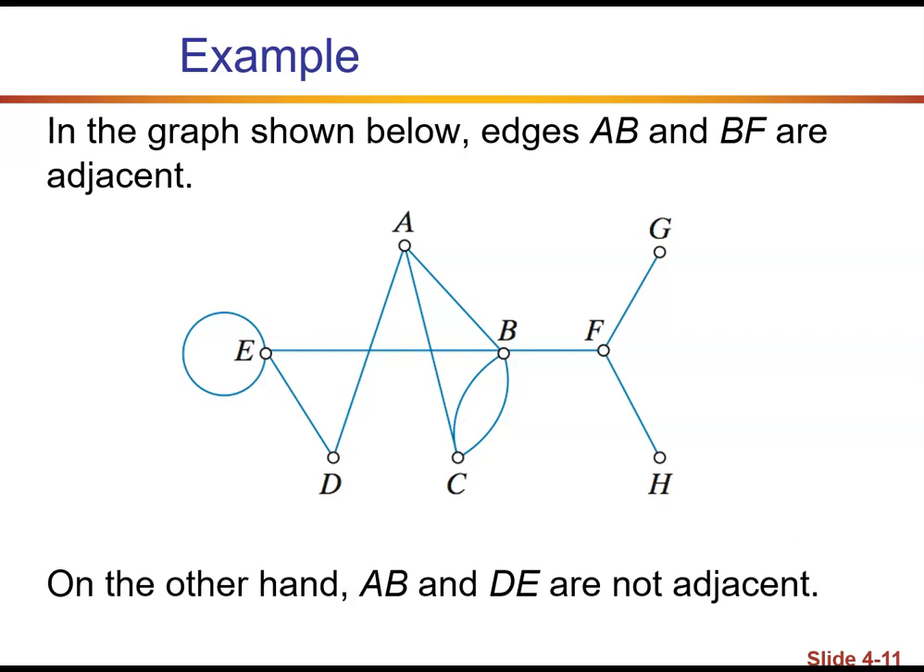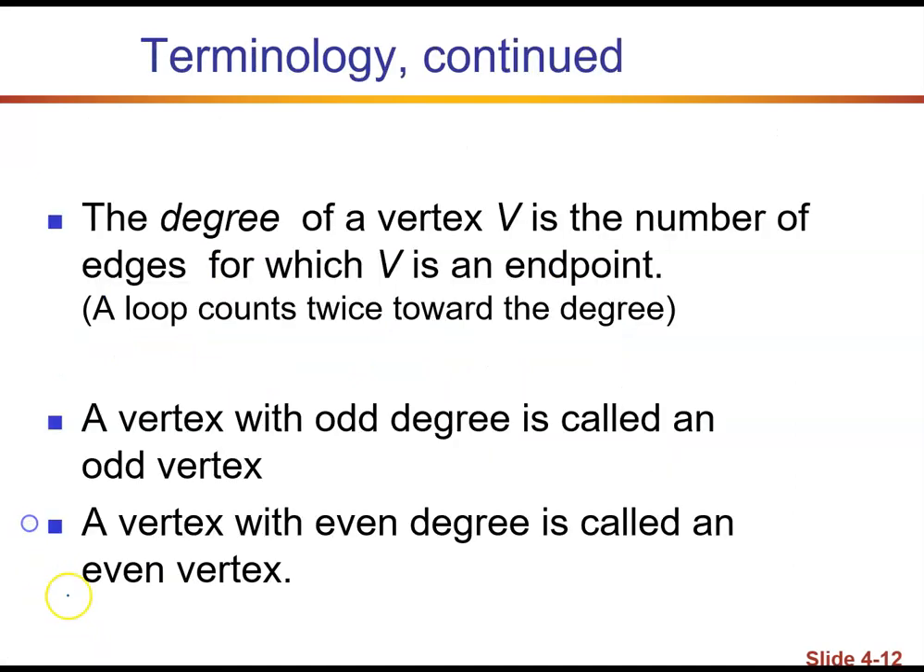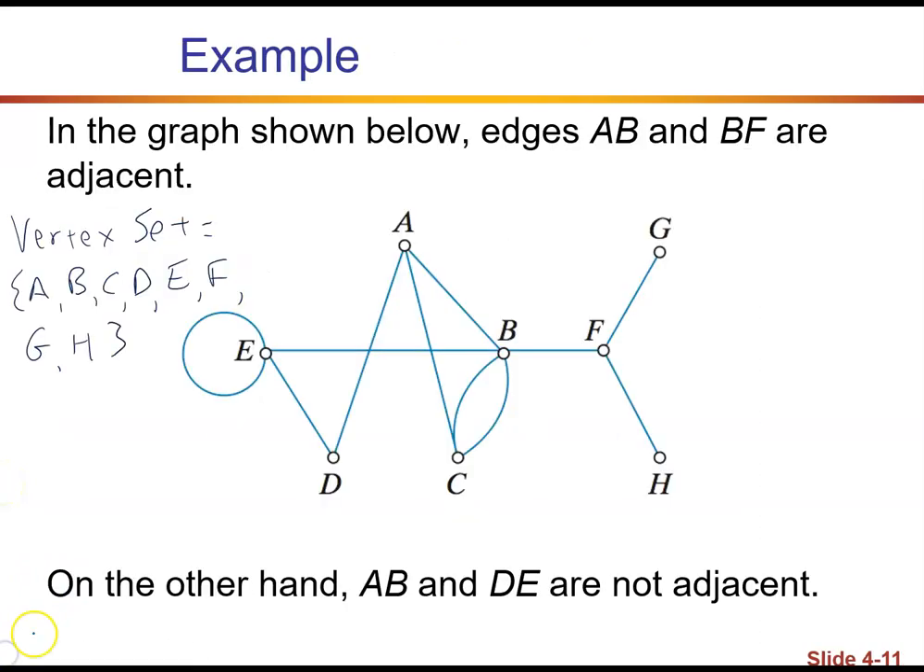So a couple things that I want to write down here as well. We have what we call the vertex set. That would literally just be the list of all these vertices here. And I'm writing it in set notation. Okay, and then I'm going to also write the edge list.